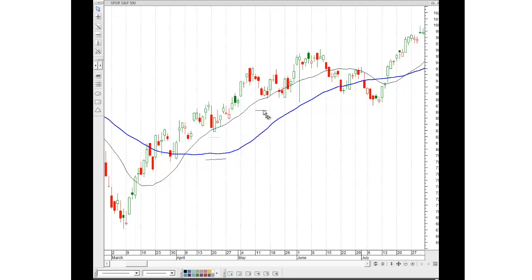So you would probably trail it up like so, and somewhere in that area there, you would probably be stopped out. And you would end up with a nice little trade.